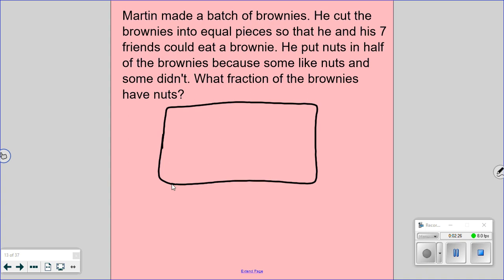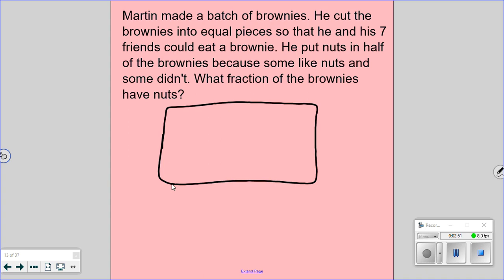Well, Bowen, that's a really good point. Bowen said we need to know how many friends he has. How many friends does Martin have? It does tell us that in the problem. He has 7 friends. Am I cutting my brownie into 7 pieces? No! You need 8. Counting him.